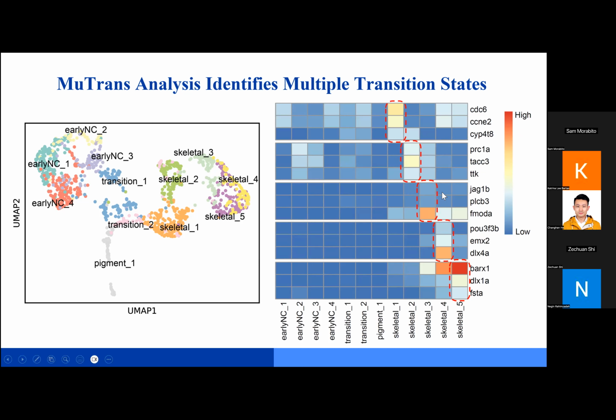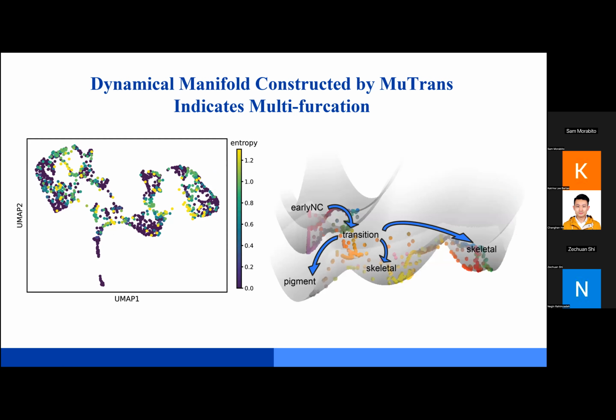Later we found that some of these marker genes are related to another very important phenomenon in zebrafish, the dorsal ventral patterning. Some of these genes are just region-specific genes. The results show the general landscape of the transition from the early neural crest cell to transition cells, where we may have multiple transition states, and then to pigment and skeletal subgroups.